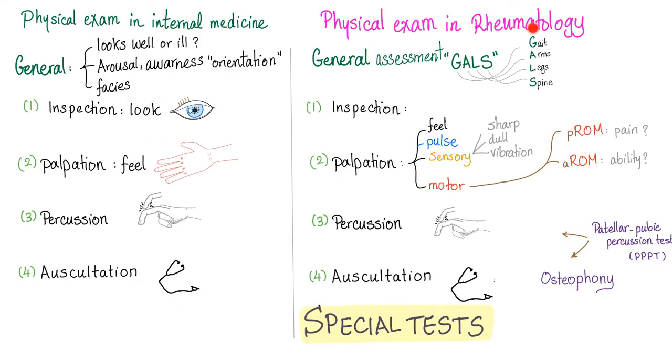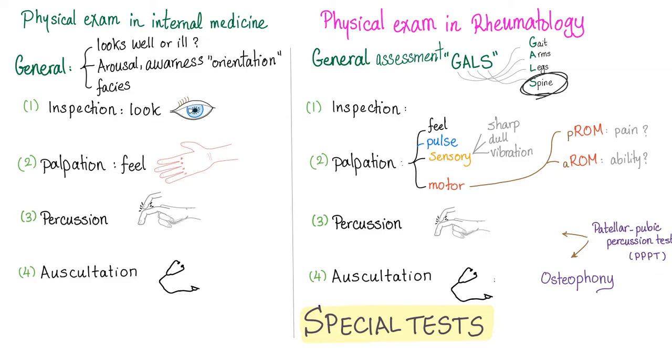Physical exam in internal medicine versus physical exam in rheumatology. In internal medicine, you start with general. Same thing here, we will start with general, but we have an extra thing called general assessment: GALS, G-A-L-S, gait, arms, legs, and spine. Because sometimes you will have a patient complaining of, I have a pain in my finger, it hurts like mad, especially the distal part of it. Why should I examine the spine? Because this may be ankylosing spondylitis. The patient will have pain in the distal interphalangeal joint as well as kyphosis and scoliosis. So if you didn't examine the spine, you will miss it.